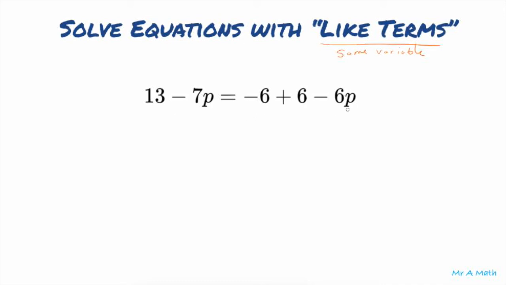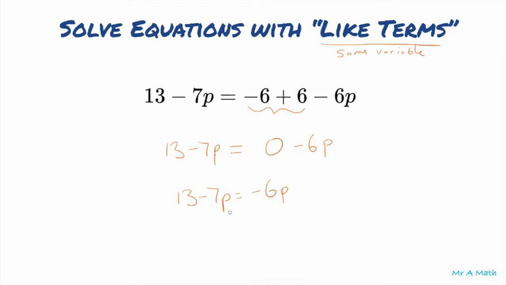On the right side of the equation, I notice there's only one term with a p, but I do notice that there are two terms that are just solely numbers. So what I can do is combine these like terms. So I have negative 6 plus 6, they're both like terms, and negative 6 plus 6 is 0. And then I'm left with negative 6p on this side. And on the left side, 13 minus 7p stays the same. And I can simplify this down a little bit further because 0 minus anything is just that something. So I'm going to rewrite this as 13 minus 7p equals negative 6p.